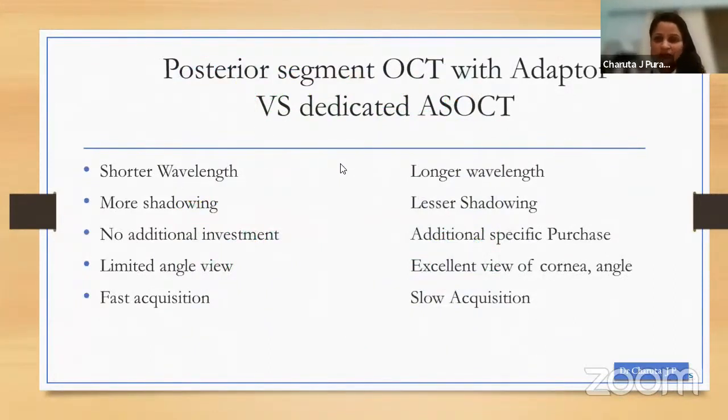Now that brings me to the next part of my talk: what is the difference between a posterior segment OCT, using a dedicated posterior segment OCT with the adapter, and a dedicated anterior segment OCT? Is it worth it? Posterior segment OCTs typically have a shorter wavelength as compared to the dedicated AS-OCT machine, and there's a little more shadowing than the dedicated anterior one. However, it means there is no additional investment, and the image acquisition is much faster. Whereas a dedicated anterior segment OCT gives an excellent view and a lot of clarity in the images, it does mean an additional investment, and the acquisition time is much slower.